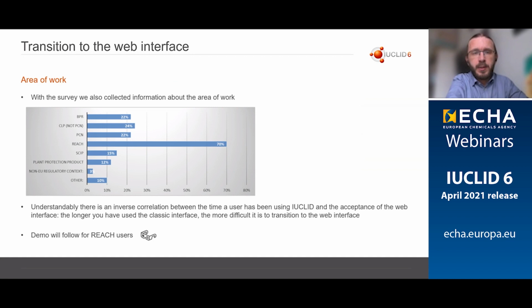Another thing we have been able to see with this survey is the area of work where the users need more the classic interface. What you can see in this picture is that the majority of the users who need the classic interface are working in the REACH area. It's not a surprise because these users have been the longest using the classic interface. So it's quite understandable that it would take more time to switch to a completely new interface. Although this interface has been there for 2 years, it's a big change to move to a new interface.